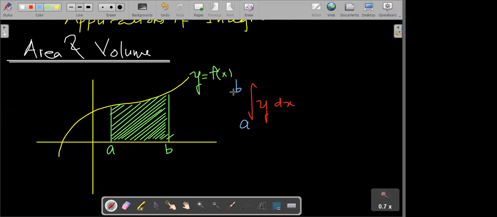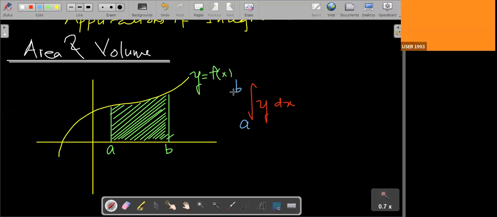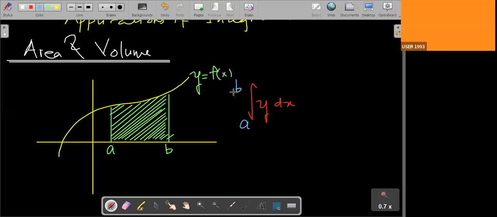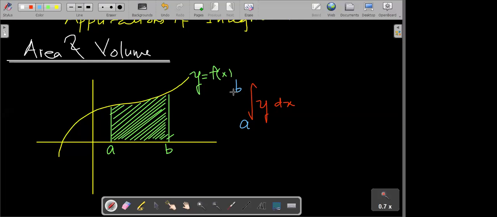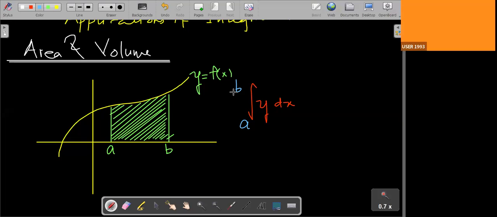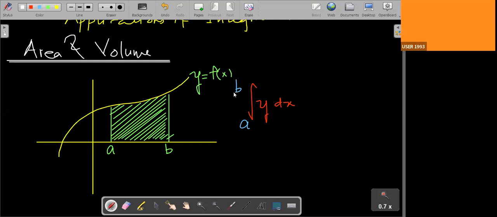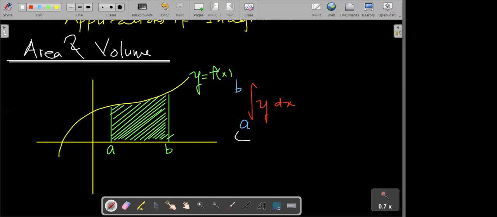Can you put A on top and B at the bottom? From left to right is the ideal option, like bottom to top. Otherwise, you can still put it, but if you put A on top and B at the bottom, you will get a negative answer. If you get plus 15 for this one, you will get negative 15 for that one if you just switch the order. But the area must be positive here. So this is the equation we use to find the area.